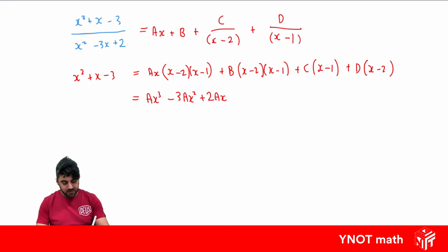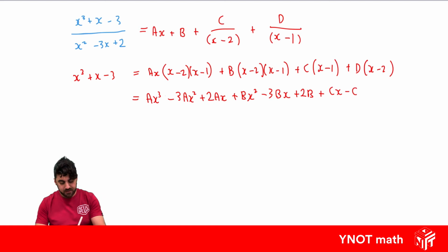Multiplying x and x, we get x squared, times b, we get plus bx squared. X times minus 1, and the minus 2 times x gives us minus 3x, times b is minus 3bx. Minus 2 times minus 1 is 2, times it by b, we get plus 2b. Expand out the c, we get plus cx, minus c, plus dx, minus 2d.